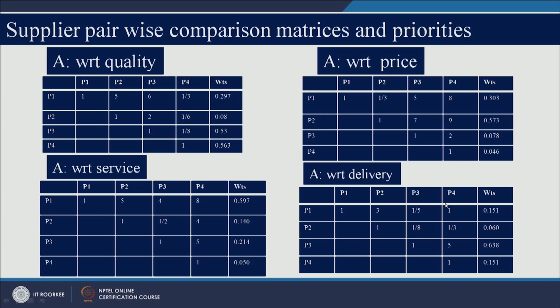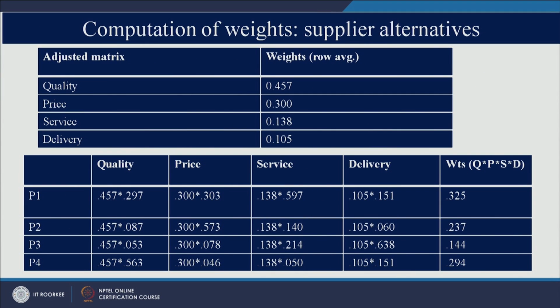Now, once you are done with this, you also have the weights of criteria that you calculated initially. So, 0.457 was there for quality and 0.105 was there for delivery. Now, which project is to be selected at the end of the day? Now, for this what you should do, you have got these weights for each of those criteria.